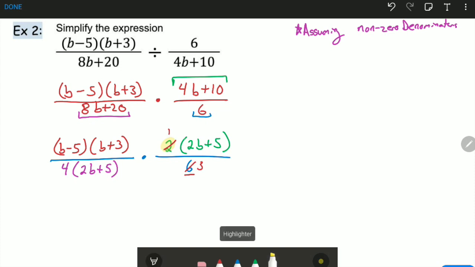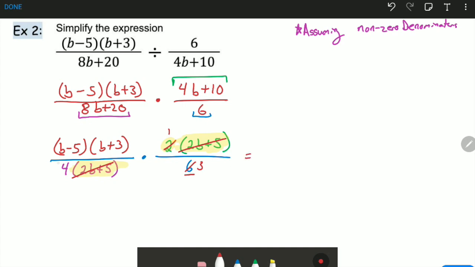And then the last factor on the top of the fractions is the 2b plus 5. Are there any 2b plus 5s in the bottom of either fraction? Well, yes. The first fraction has a 2b plus 5 in the bottom, which means they will cancel out. And that's the last thing that will cancel out. So we just have to rewrite our answer as a single fraction.